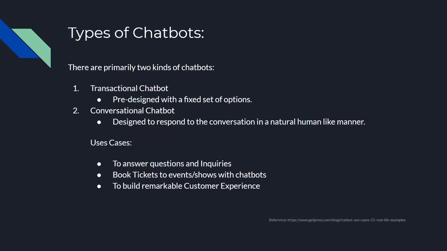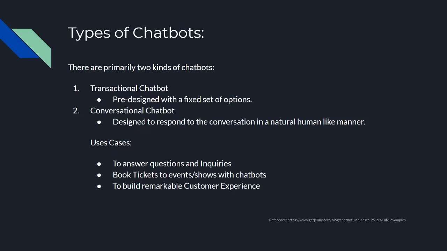There are primarily two different types of chatbots. One is a transactional chatbot and the other is a conversational chatbot. A transactional chatbot is pre-designed to provide a customer with a fixed set of choices. So a customer can select an option that is relevant to what they want to do, or what problem they want to solve.